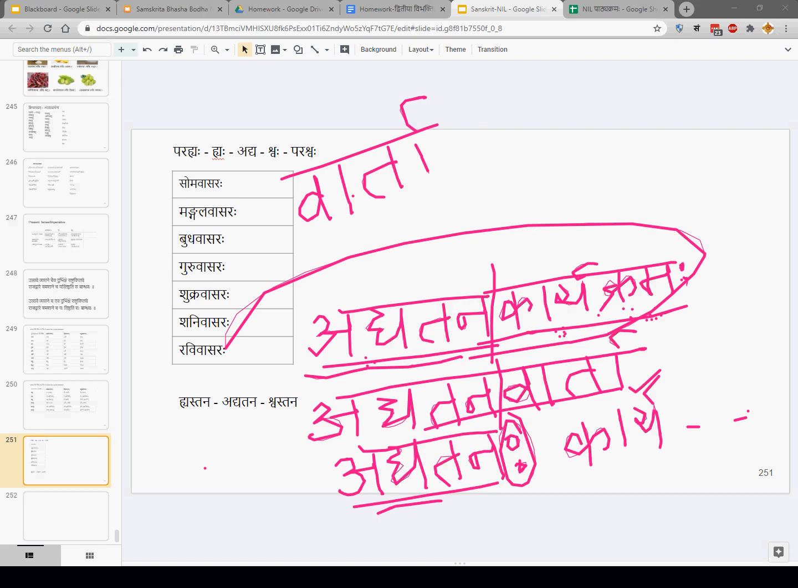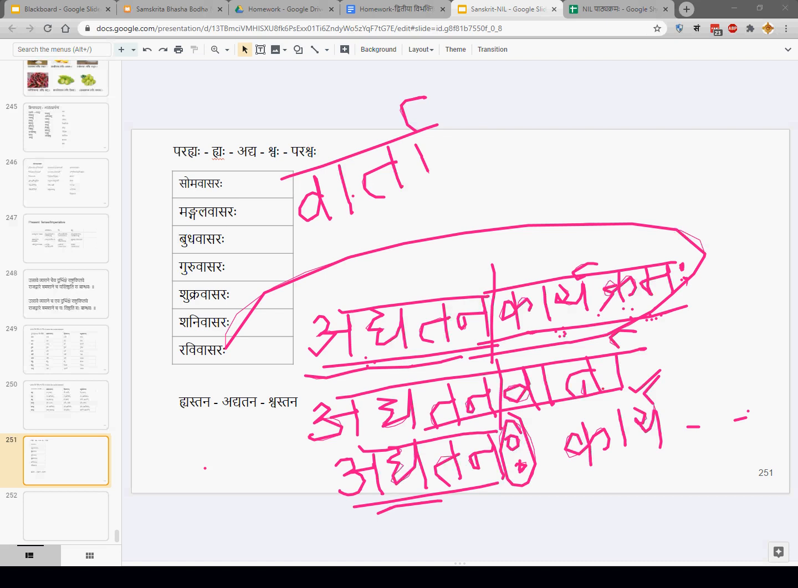Some adjectives, when they are Strilinga, end in A, like Rama. But some of them end in Dirgha E, like Nadi. So Adyatana becomes Adyatani, not Adyatana. So Adyatani Varta is today's news, if you want to break it. Because Varta is Strilinga, this becomes Strilinga, Adyatani.